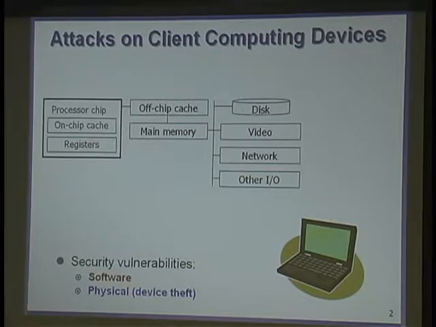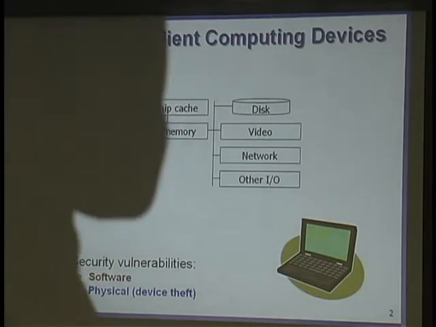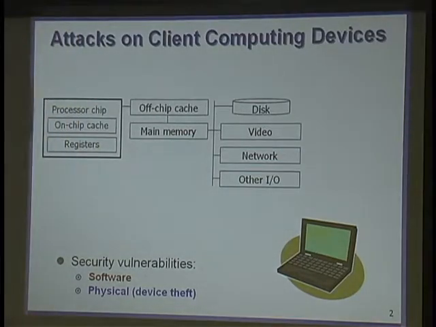Now, the model of the client computing devices is the same as has always been. Here is the processor chip on the left with its on-chip caches and registers, and there's the off-chip cache memory and all the IOs, including the network and so forth. In current Trusted Computing Group assumptions, this entire box is considered the security perimeter. And so that, I think, is a little bit too dangerous.